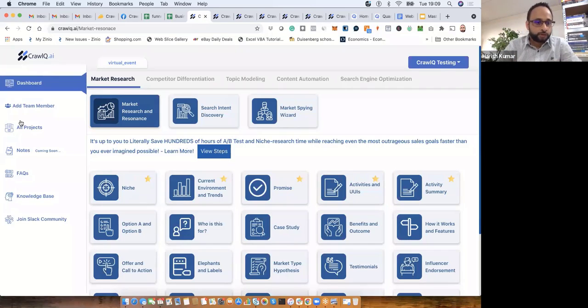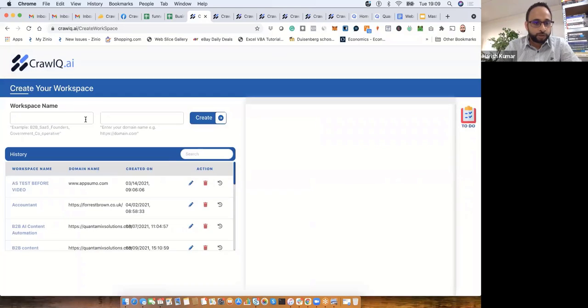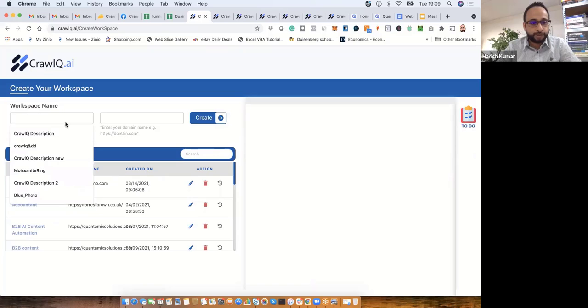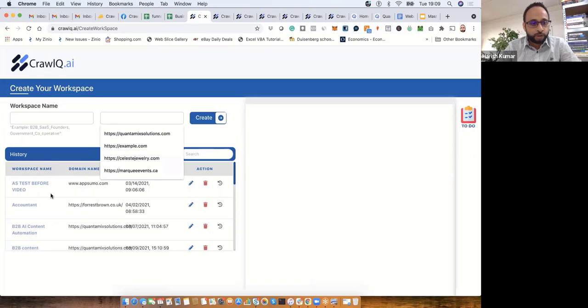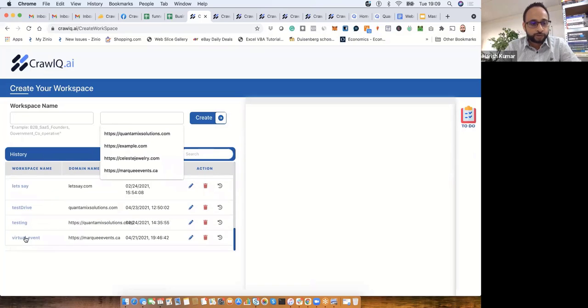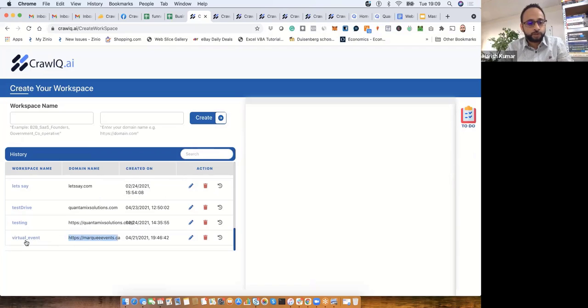When you log in for the first time, you are directed to a questionnaire, and you can create a workspace here and attach it to a domain name. I already have a workspace, so I will start with an existing workspace. Workspace means you give it your name and you give it a domain name which is associated with your workspace.